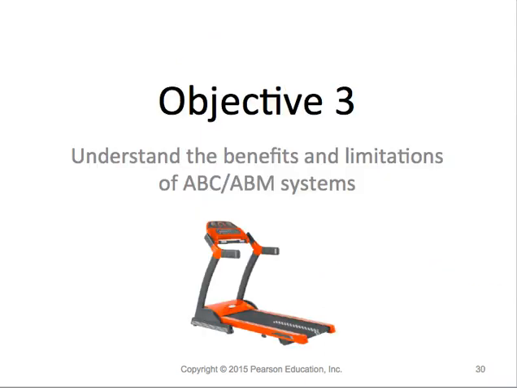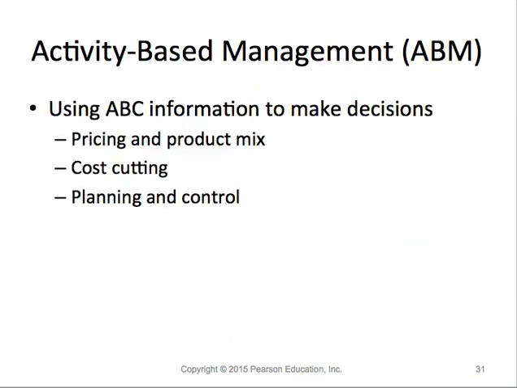Okay. So the next objective is to understand the benefits and the limitations of the ABC/ABM system. ABC is activity-based cost, and ABM is activity-based management. So using ABC information, activity-based cost information, we are using that to make decisions like pricing and product mix and cost cutting and planning and control. We're going to look at one at a time.